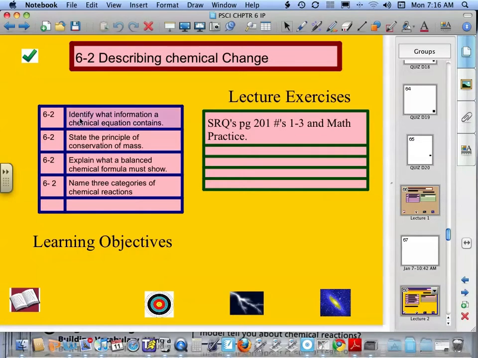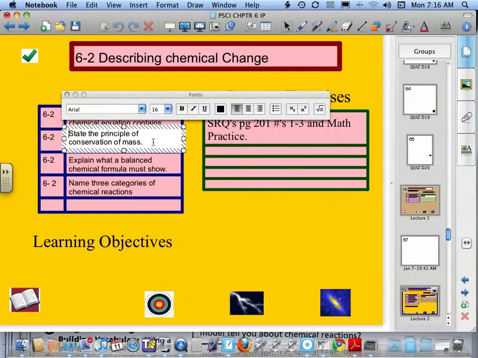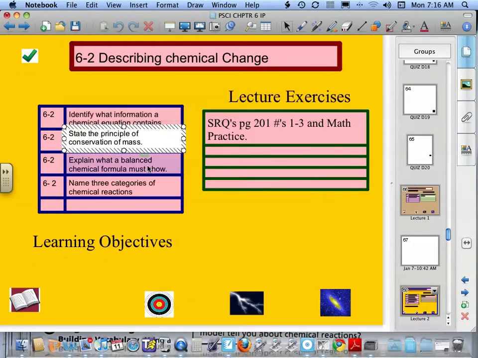1. To identify what information a chemical equation contains. 2. State the principles of conservation of mass. 3. Explain what a balanced chemical formula must show. And 4. Name 3 categories of chemical reactions.